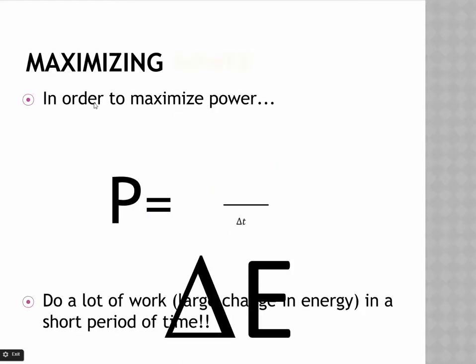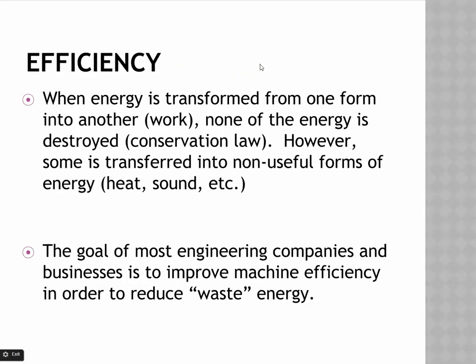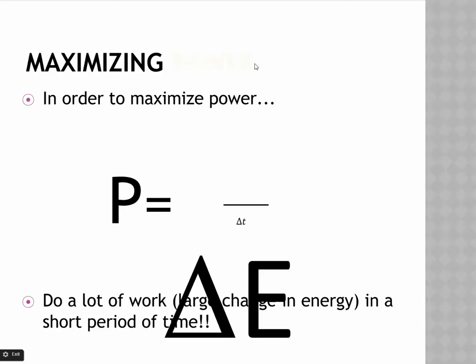So if you want to maximize power, how do we do that? Maximizing power, and you can see the term power is written up there, P-O-W-E-R. In order to maximize power, we take the change in energy and make it huge, and then we make the time really small. So we do a lot of work or a large change in energy in a short period of time. If you want something to be less powerful, do a small amount of work or change in energy and take a long time to do it.